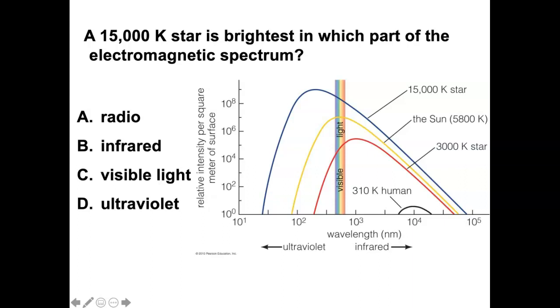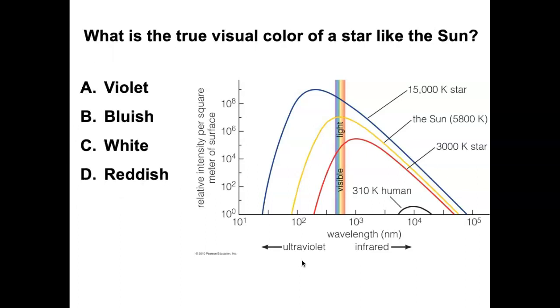All right, what do you think? A 15,000 Kelvin star is brightest at which part of the spectrum? Well, this 15,000 Kelvin star has a blackbody curve like this, so it's brightest here at this wavelength. What kind of light is this? Ultraviolet. A 15,000 Kelvin star is brightest in the ultraviolet spectrum.